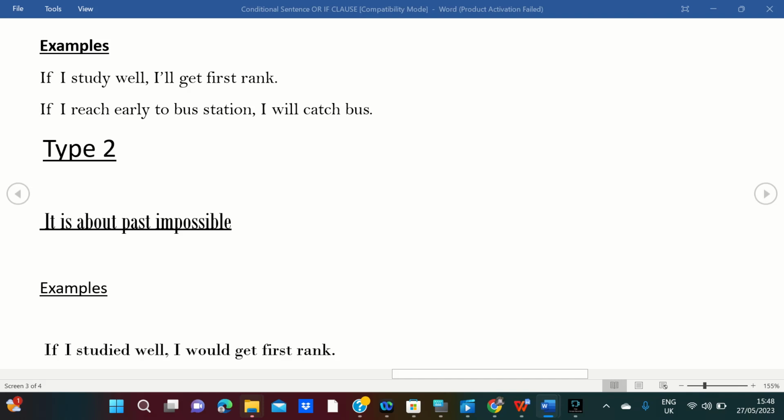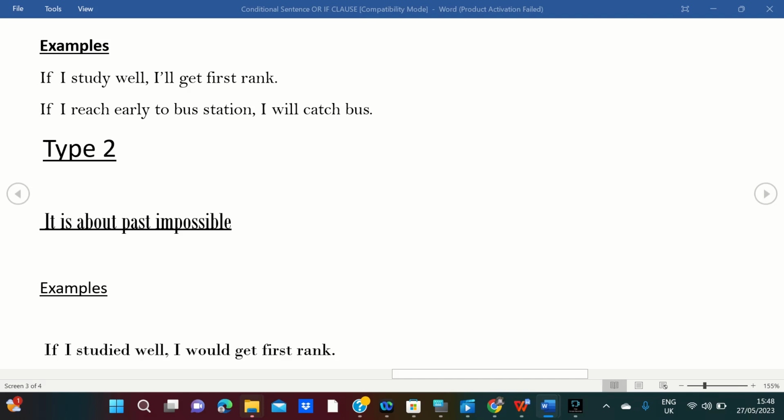See, study is the present form of verb in the subordinate clause. Will get is the future form of verb in the main clause. I hope you could understand what I said. Next, here, the if clause should be in present tense form, main clause should be in future form. If I reach early to the bus station, I will catch bus. Here also, we can observe present form of verb reach. Here will catch is the future form of verb. Here type 1 condition talks about possible actions.